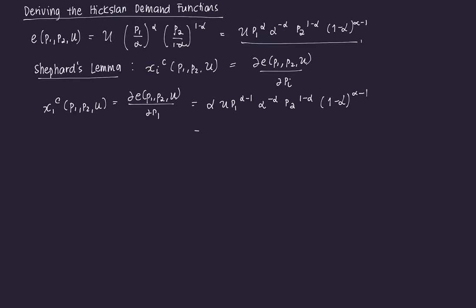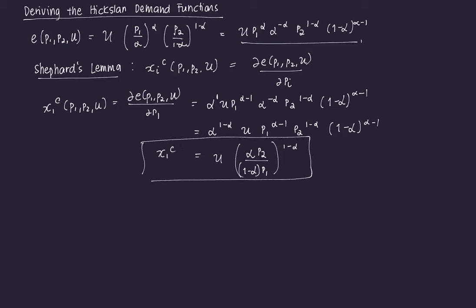Okay. Then let's just simplify this a bit. If you notice, we have two alphas here. So the exponent of this alpha is just 1. So we have alpha raised to 1 minus alpha times u. Then P1 raised to alpha minus 1, P2 raised to 1 minus alpha. Then we have 1 minus alpha raised to alpha minus 1. Or this is just the same as me saying u times alpha P2 all over 1 minus alpha P1, all raised to 1 minus alpha, right? So that's the Hicksian demand function for good 1.